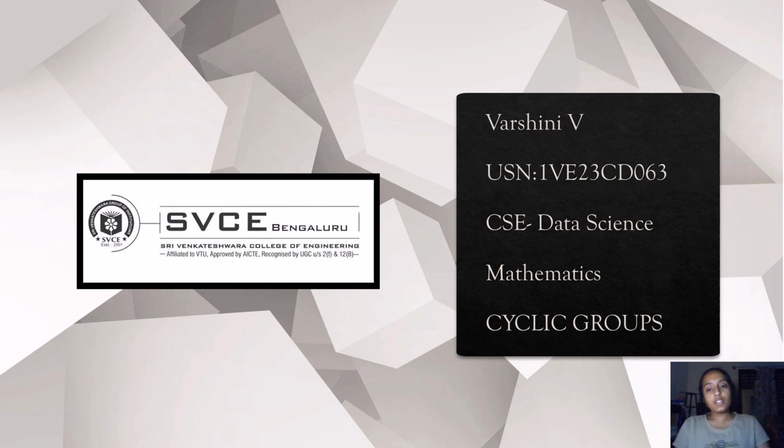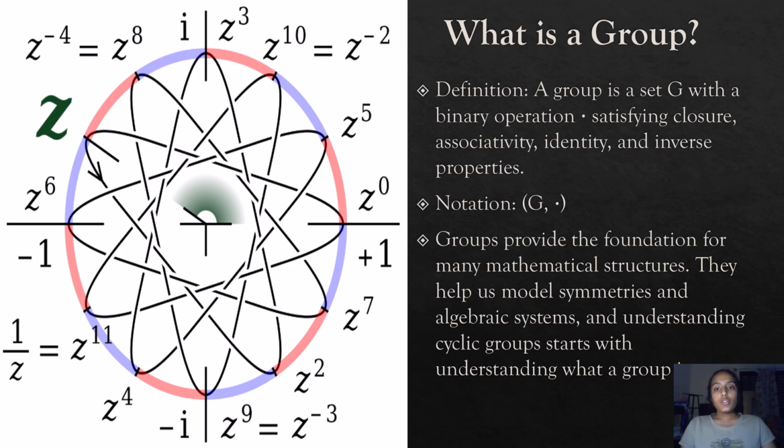Today we are here to discuss the subject mathematics, and my topic is cyclic groups. So what is a group? Definition: a group is a set G with a binary operation that satisfies closure, associativity, identity and inverse properties. It also includes the commutative property.